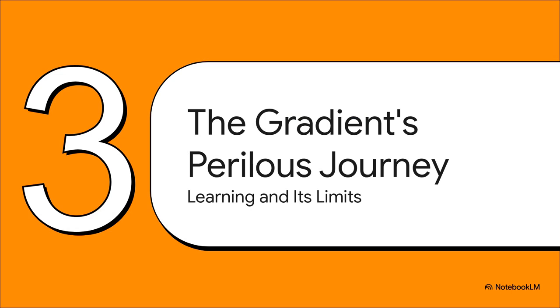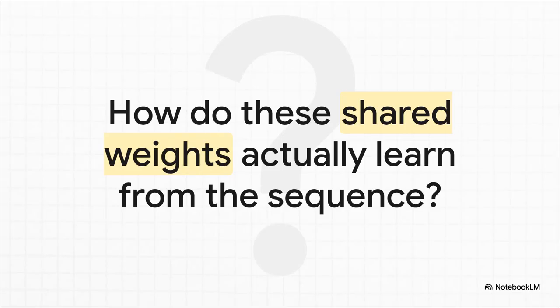So that's the forward pass. Data flows in, gets processed, context is built. But for a network to actually learn anything, the information has to flow in the other direction too. We need to send the error signals, the gradients, all the way back. Which leads to the big question. How in the world do these shared weights learn the right thing to do if they're being used over and over? Well, the answer has a pretty cool name: Backpropagation Through Time.